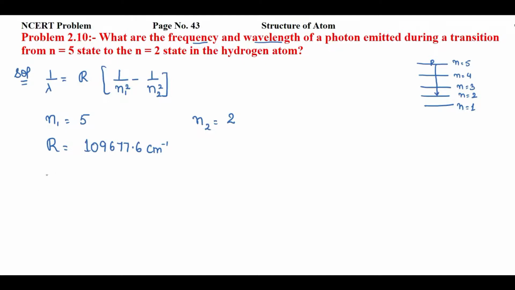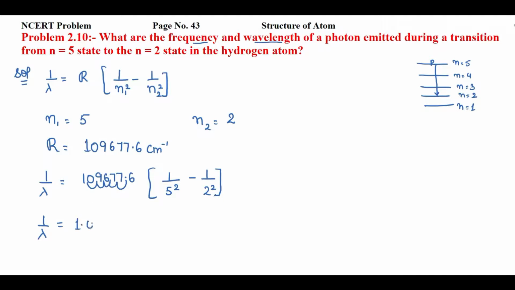So let's put the values in this relation. So 1 by lambda equal to 109,677.6 into (1 by n1 square, that means you have to do 5 square, minus 1 by n2 square, that means 2 square), right? So 1 by lambda equal to, I'll convert this value in scientific notation, right? So according to the scientific notation, there should be only one digit on the left side of the decimal. Rest should be present in terms of power, right? So I'll displace this decimal up to 1, 2, 3, 4, 5 digits, right?